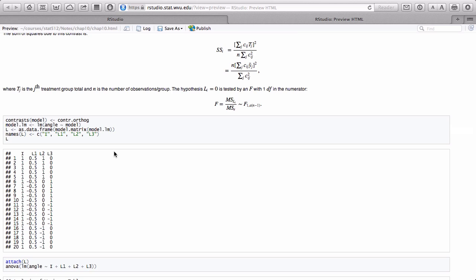Now you see the first column is all ones, which fits the intercept. And then notice I have the 0.5s, the minus 0.5s, the minus 0.5s, and the 0.5s for L1. That's the first contrast. The first 5 observations are in the first group, so they get a plus 0.5. The next 5 observations are B, and they get the minus 0.5. And then the next 5 are C, and they get the minus 0.5, and the last group gets 0.5. And then L2, notice the first group is 1, then 0, 0 for the next 2 groups, and then the last group is a minus 1.